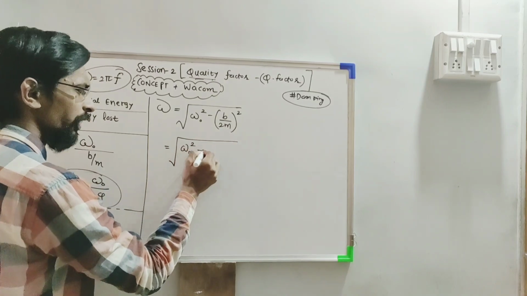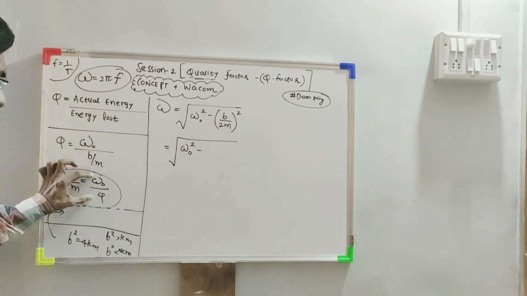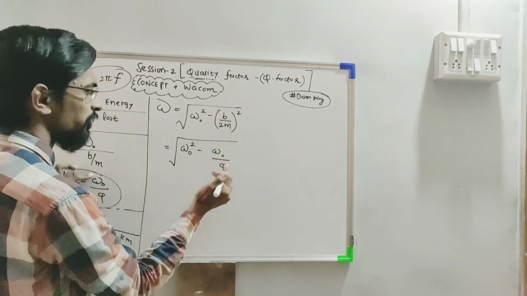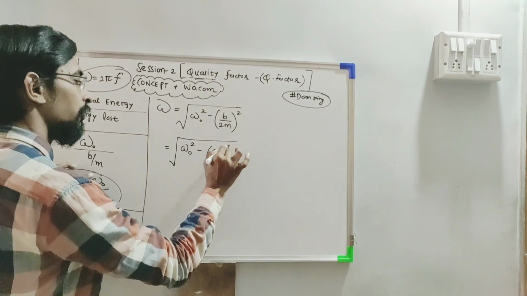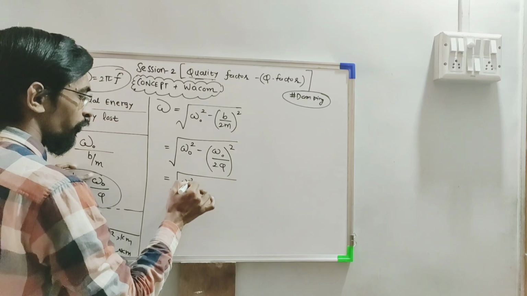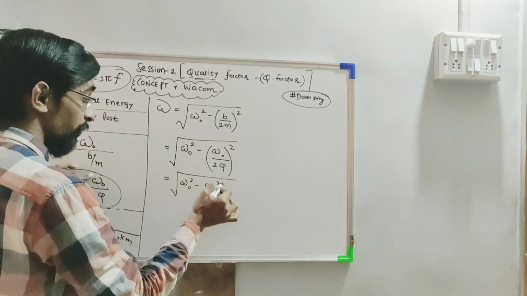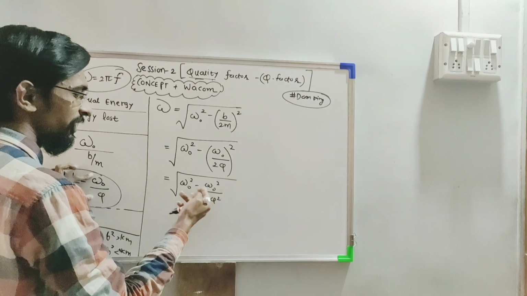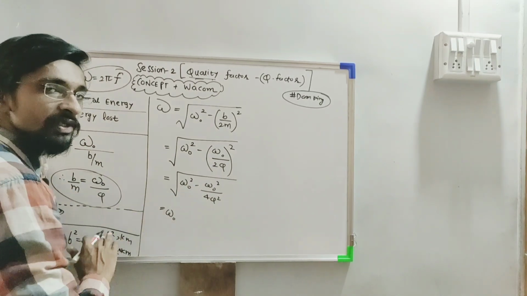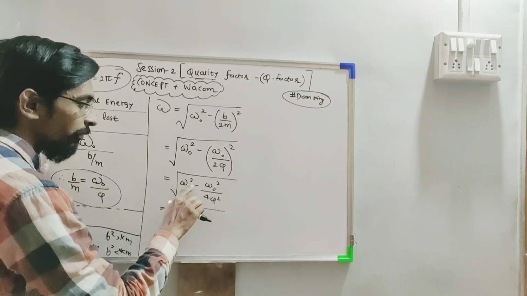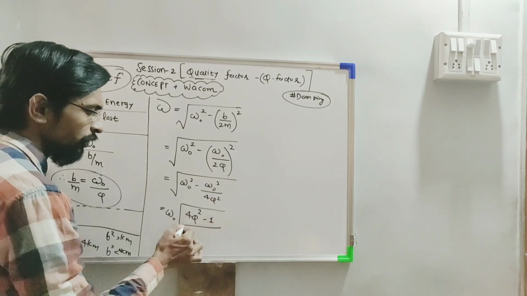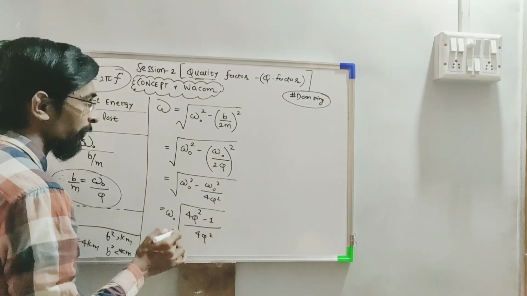Omega naught square minus B by M is omega naught by Q. So omega naught by Q, and 2 is already there, so let it be as it is, the whole square. This will result into square root of omega naught square minus omega naught square once again divided by 4Q square. Okay, let's take this common. So omega naught will come out because it's coming outside the square root. It will be 1 minus 1 divided by 4Q square, that is 4Q square minus 1 divided by 4Q square.